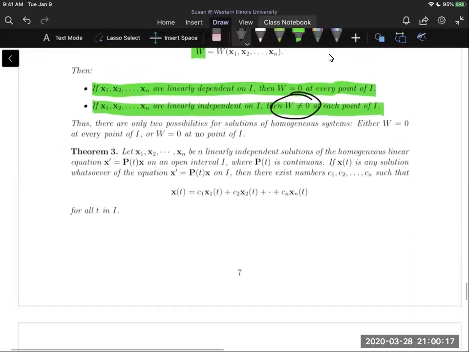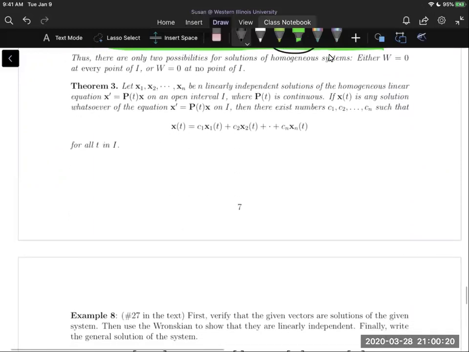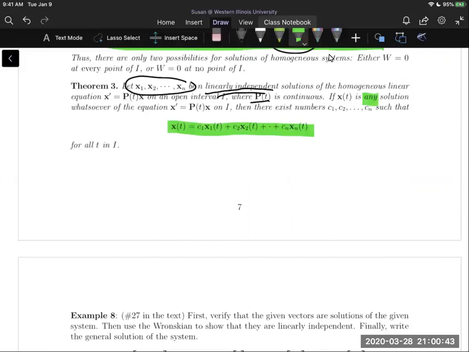And finally here, finishing off theorem 3, it says, suppose we have n linearly independent solutions. So emphasis there on linearly independent. And we're assuming that P of t is continuous, then any solution whatsoever, any solution x of t, can be written as a linear combination of those n functions. So again, this is just a repeat of chapter 3, but now in higher dimensions. Now we're talking about systems rather than a single differential equation.